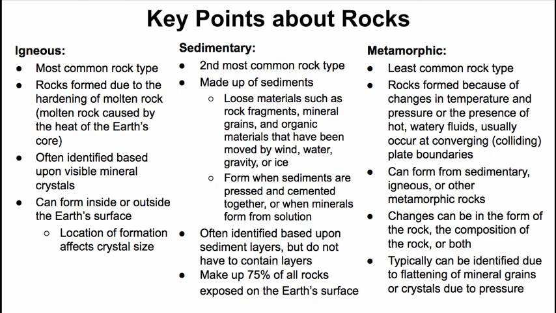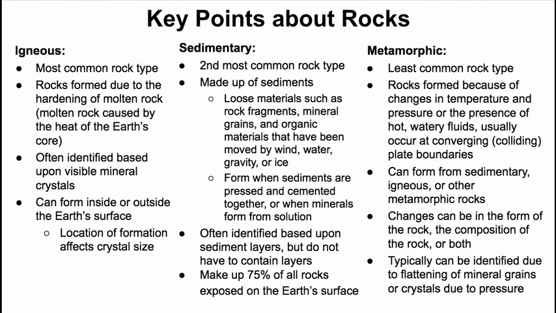Sedimentary rocks are the second most common type of rock, and they're made up of sediments, such as loose materials like rock fragments, mineral grains, and possibly organic materials that have been moved by the agents of erosion, which is wind, water, gravity, or ice. When these sediments are pressed and cemented together, or when the minerals form from solution, they make up a sedimentary rock. They're often identified based on their sediment layers, but they don't all contain layers. And they make up about 75% of all rocks exposed on Earth's surface.